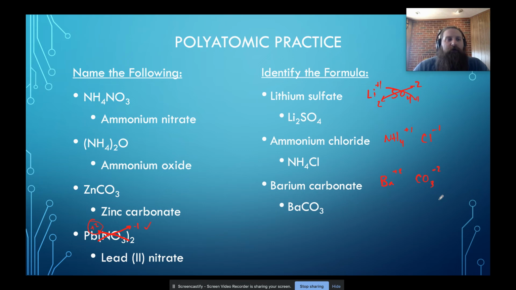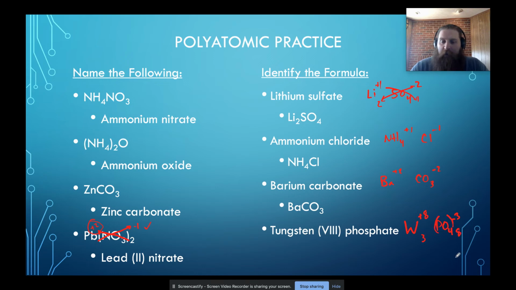Here's a good one. Tungsten(VIII) phosphate. Tungsten's symbol is actually W. The 8 tells me its charge, and phosphate is PO4 -3. So the 3 comes down, the 8 comes down. I can't reduce it, so W3(PO4)8. And that's my answer.